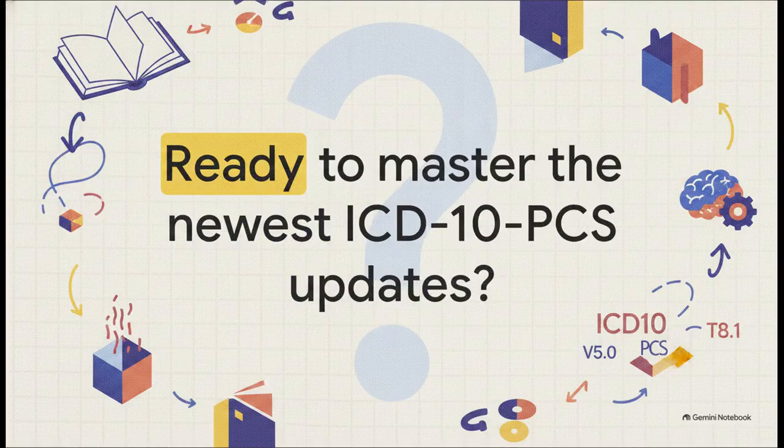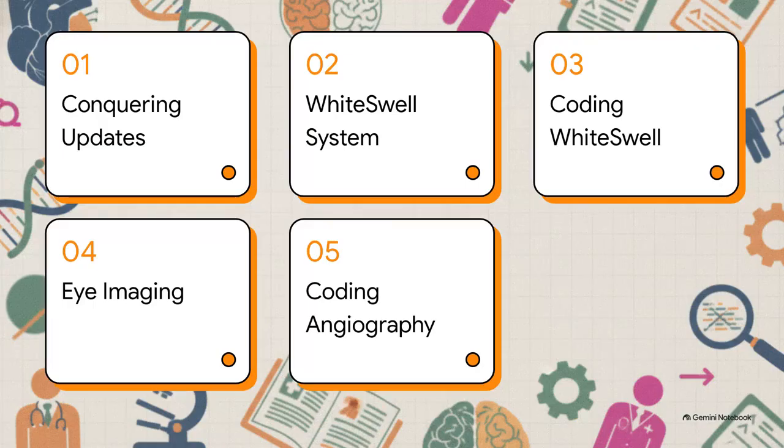Now, I just want to take a quick second to acknowledge the hard work you're putting in. Let's be real here. Keeping up with these dense, alphanumeric coding changes year after year can be incredibly challenging. The manuals update, the tech evolves, and suddenly you're staring at a whole new set of tables and qualifiers. But don't worry, we're going to break these updates down visually so they actually make sense and, more importantly, stick in your memory. So here's our roadmap for today.